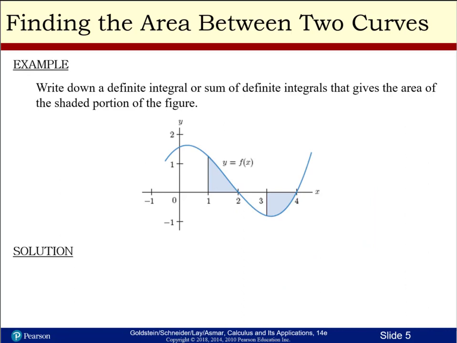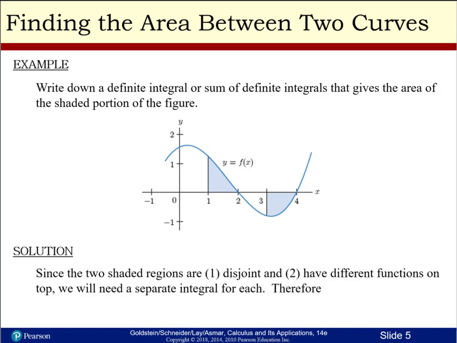So let's do another example. Let's write down a definite integral or sum of definite integrals that gives the area of the shaded portion of the figure. Now you'll notice that we have two separate pieces here, and our first piece from 1 to 2 is going to be positive, and our second piece is going to be negative. And they want the area of the shaded portion of the figure, so we need to figure out what that means. Now, since the two shaded regions are disjoint, we have two different functions on top. So we're going to need a separate integral for each.